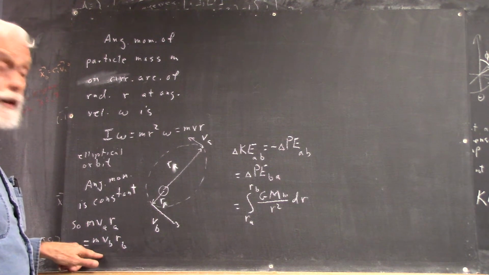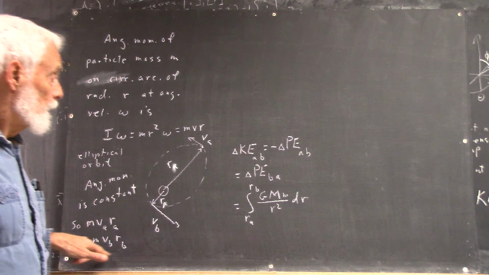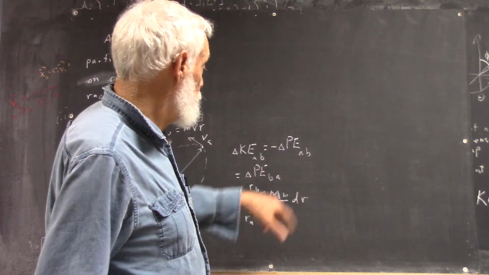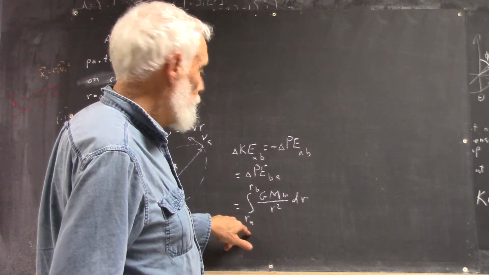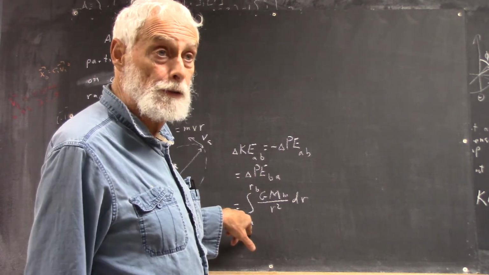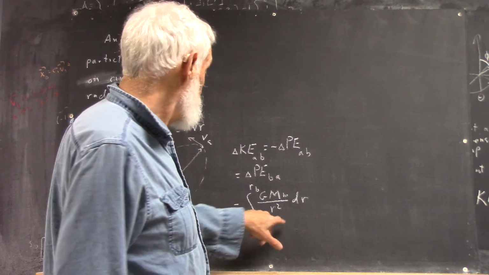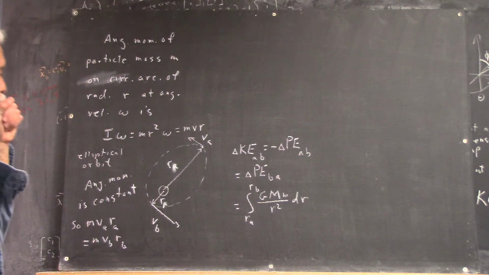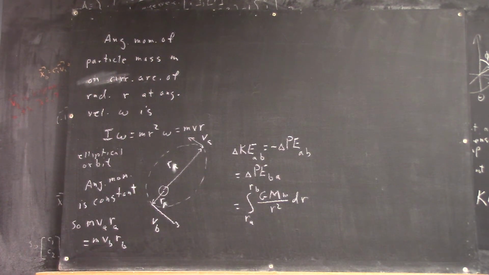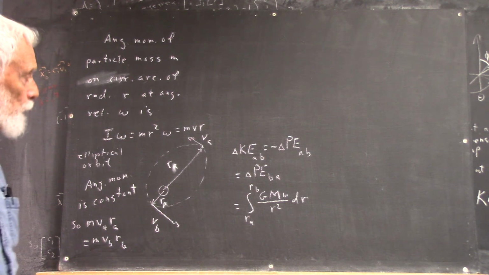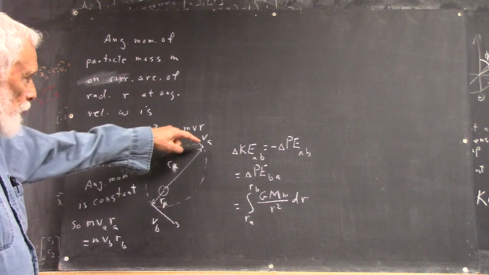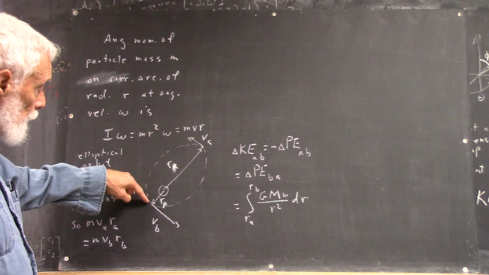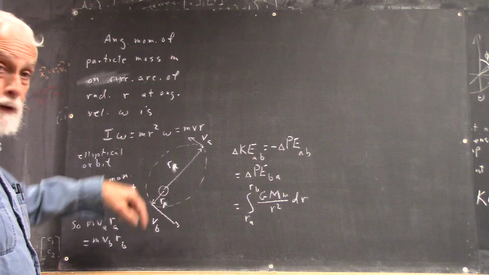So if you accept that, you get this. You also know that the change of kinetic energy is equal and opposite to the change of potential energy, which is this, and it's just a simple integral. Okay? With these two conditions, you can figure out from the velocity here what the velocity will be here and what the radius will be here.